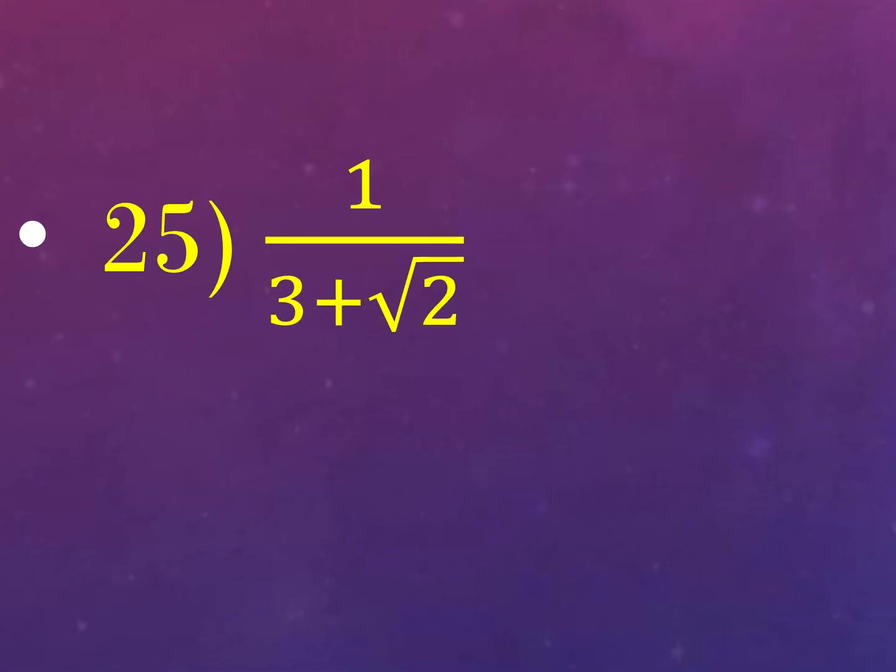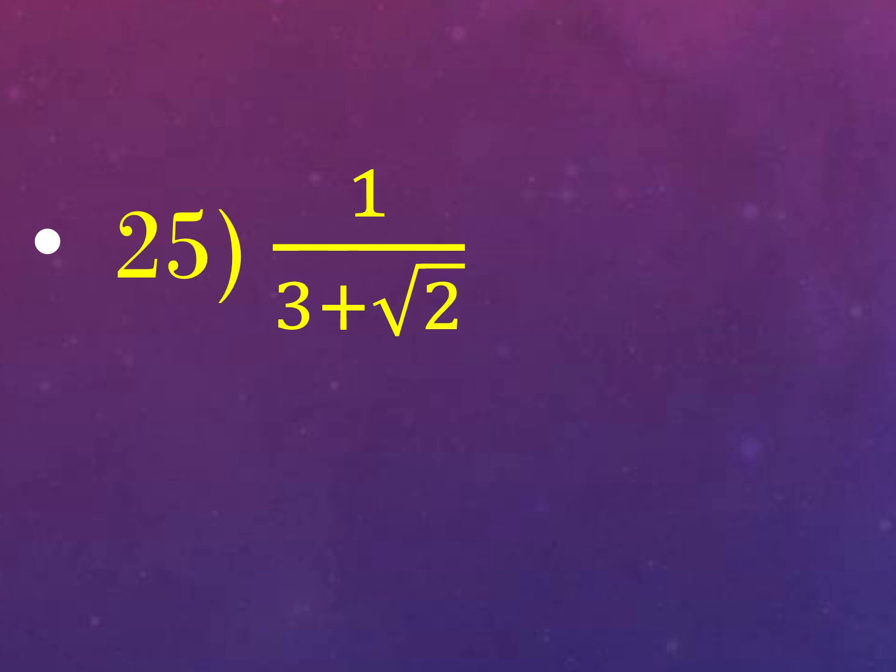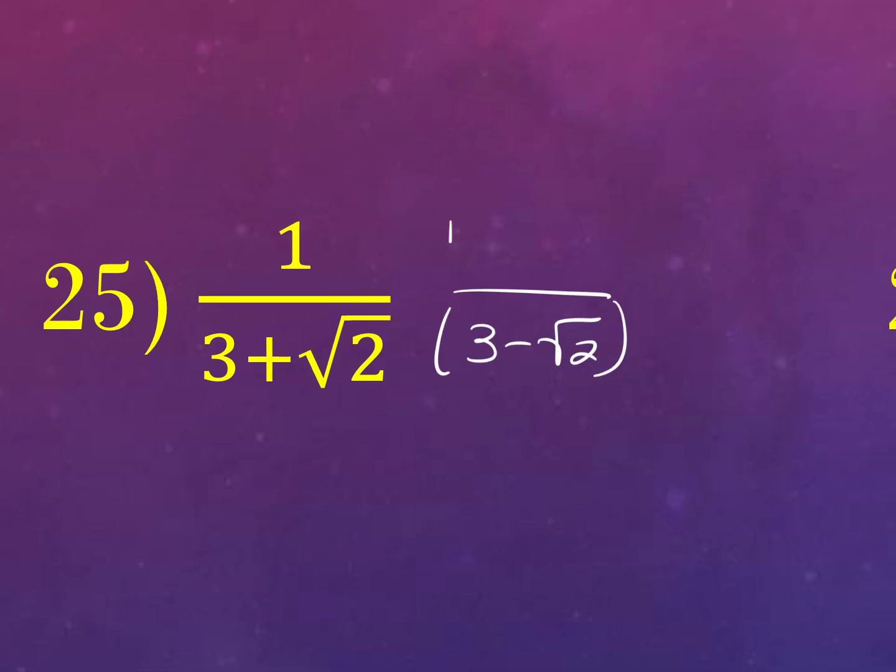What do I need to multiply the denominator by of 25? In order to get the square root to cancel out, what do I need to multiply? Tell me. 3 minus, very good. 3 minus the square root of 2. And what you do to the bottom of a fraction, you do where? To the top. We got to be fair, guys.